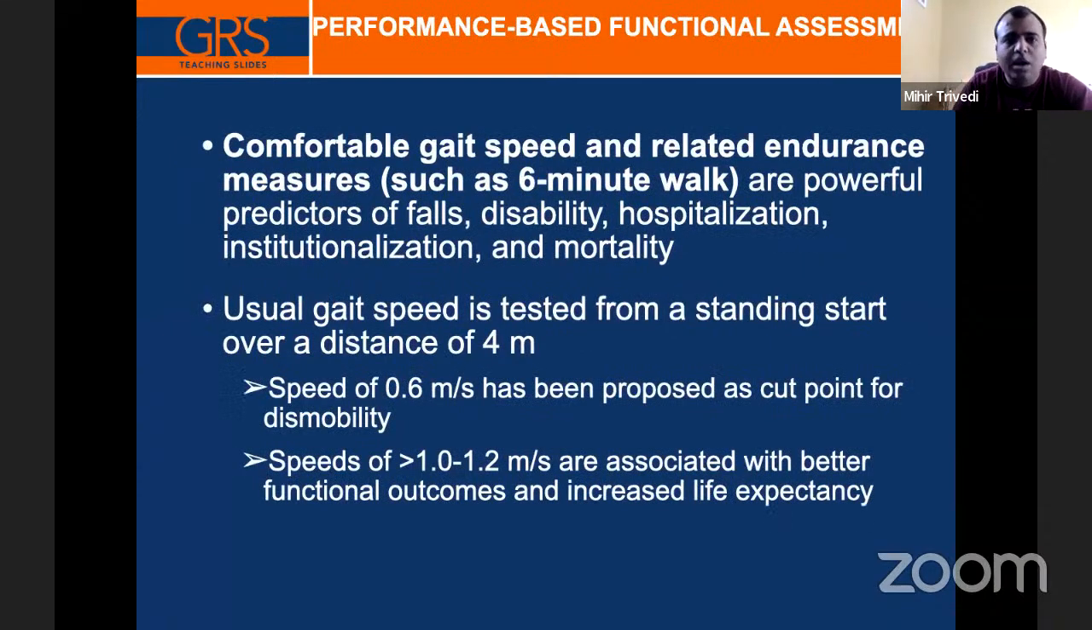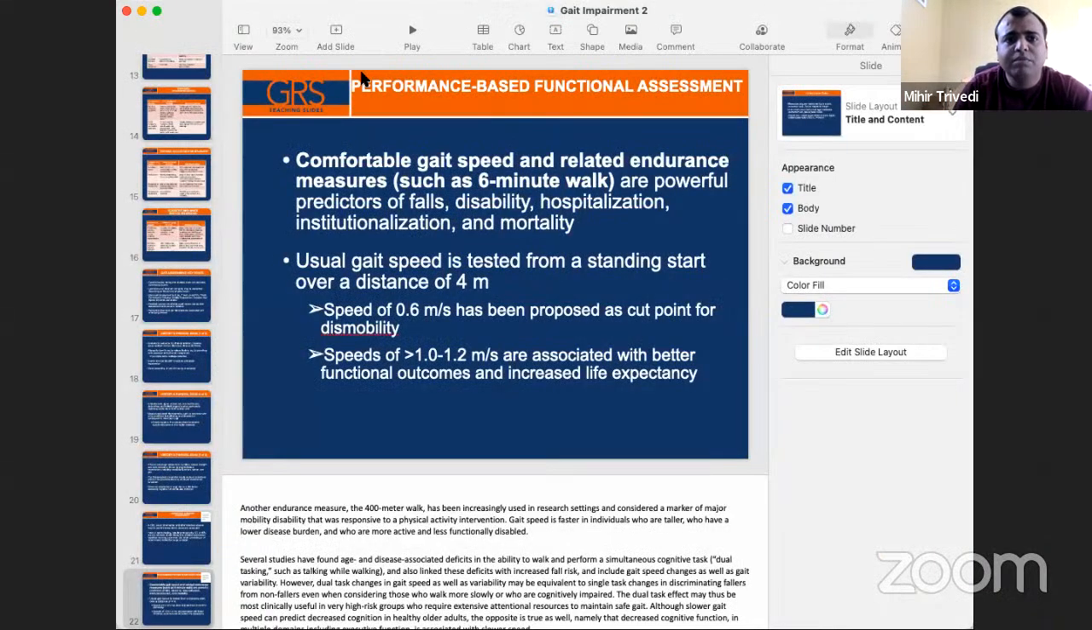Now, when we perform the performance-based functional assessment, comfortable gait speed and related endurance measures such as the 6 minute walk test are powerful predictors of falls.